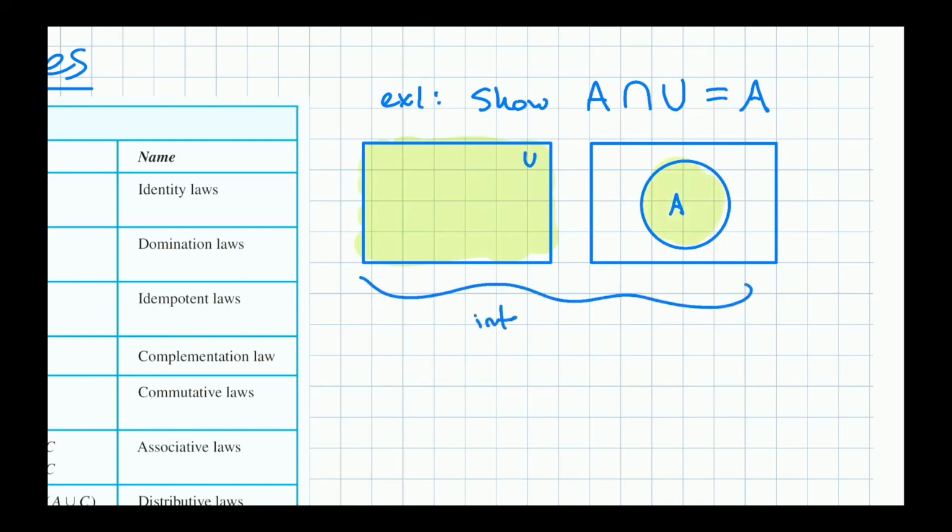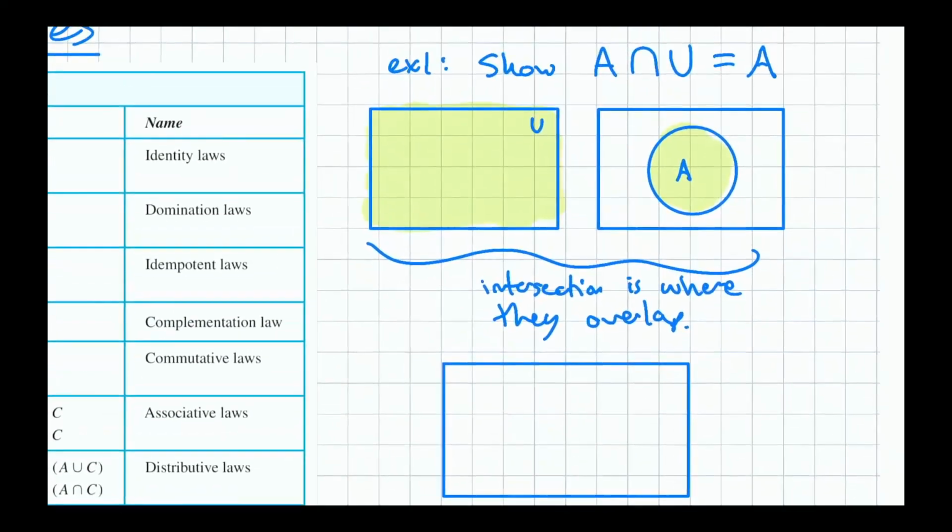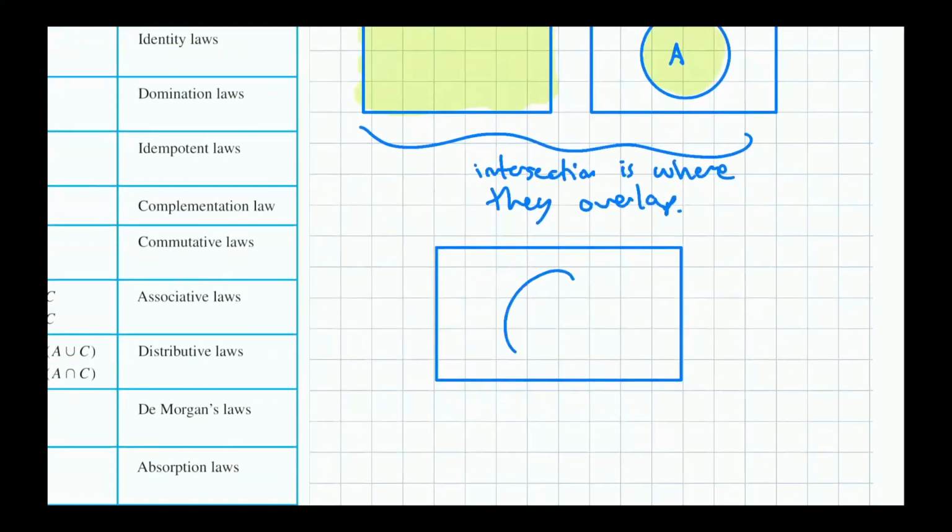So the intersection is where they overlap. Well, what's it going to look like where they overlap? Well, the universe is everything, right? The universe is everything. And then A is inside of the universe, right? Should put the U here. A is inside of the universe. So where do they overlap? Well, they're just going to overlap at A.